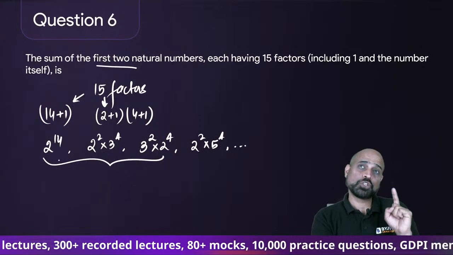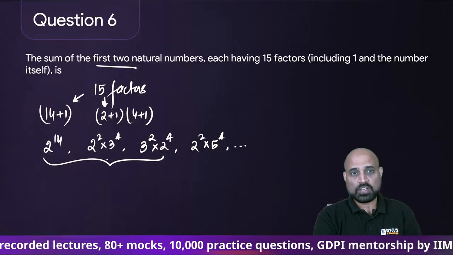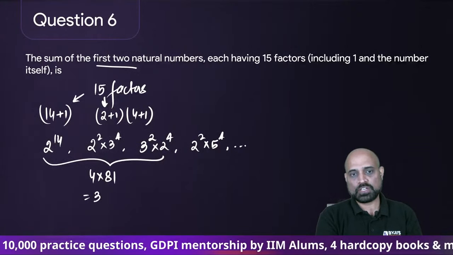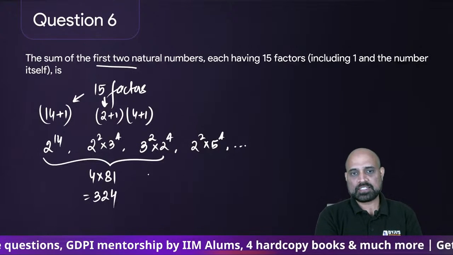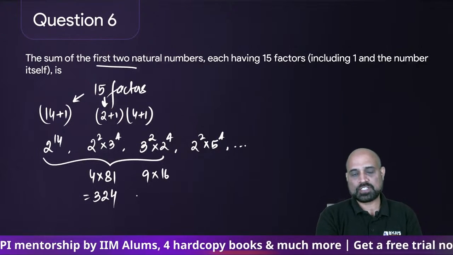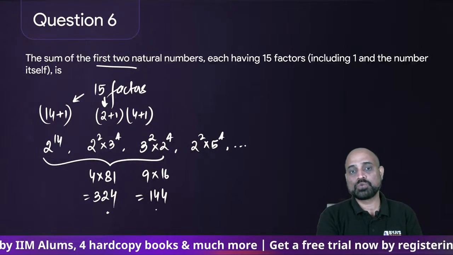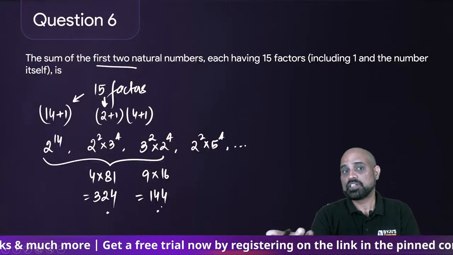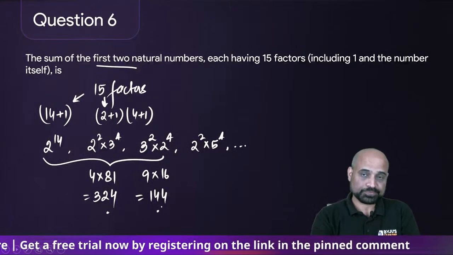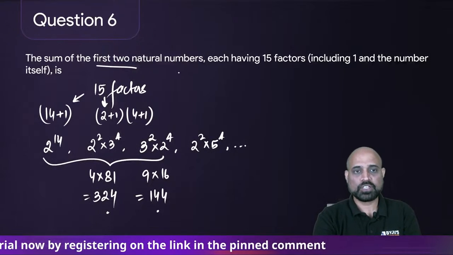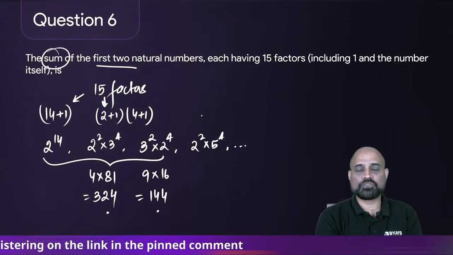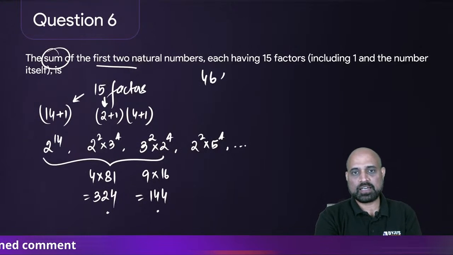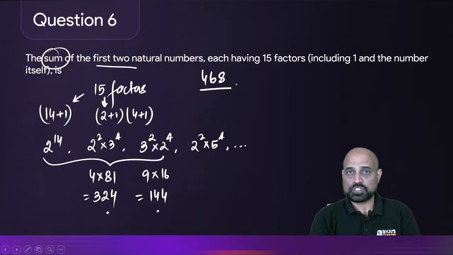Where if you realize 2 to the power 14 is in thousands, while this is simply 4 into 81, which is going to give us 324. And this is 9 into 16, which is nothing but 144. So these are the first two. 144 being the first natural number, 324 being the next natural number, which have exactly 15 factors, including 1 and the number itself, of course. So the question asked is, what is the sum of these two numbers? So this is going to give us 468. Again, a theta question. So you had to type 468.